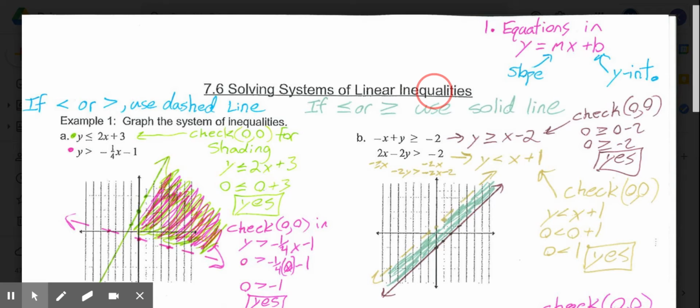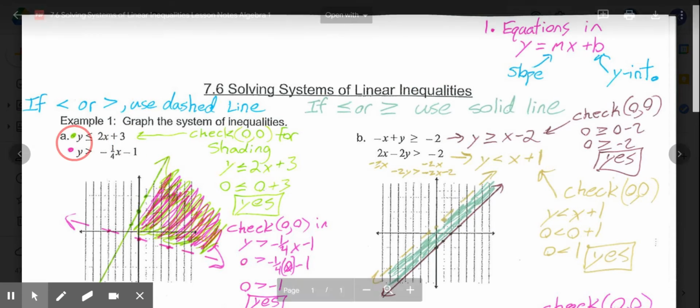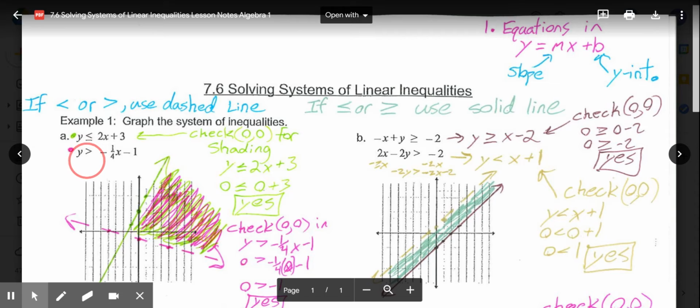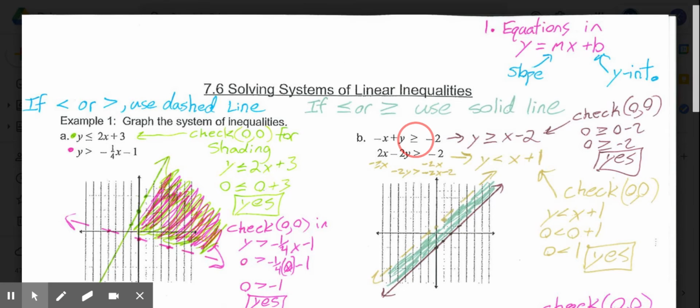And remember, inequalities mean that we will have an inequality symbol. So it would be something like y is greater than, y is less than, less than or equal to, or greater than or equal to. So our inequalities, again, are just anything that doesn't have that equal sign. It would have the less than, greater than, or our two here, less than or equal to, greater than or equal to.